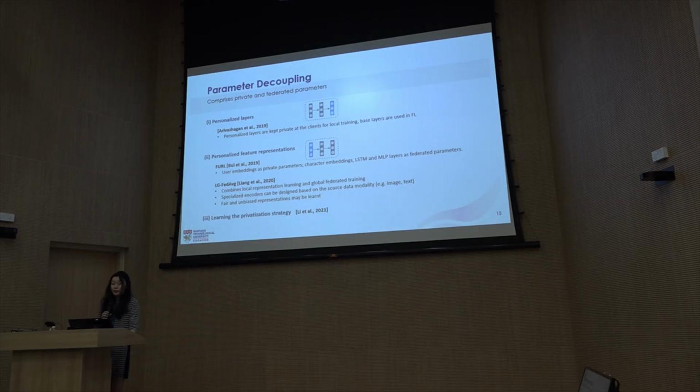So for parameter decoupling, the idea is to have a set of private parameters, and these parameters are only trained locally, and they are not used in federated training. So there can be personalized layers where we use only the base layers for federated learning, and we have a few deep layers that are kept private. And there can also be personalized feature representations that are kept private at each client.